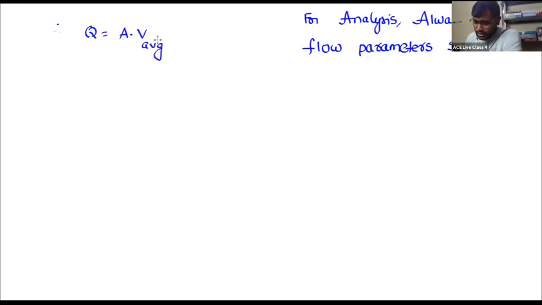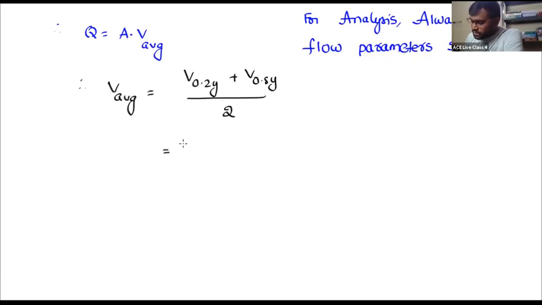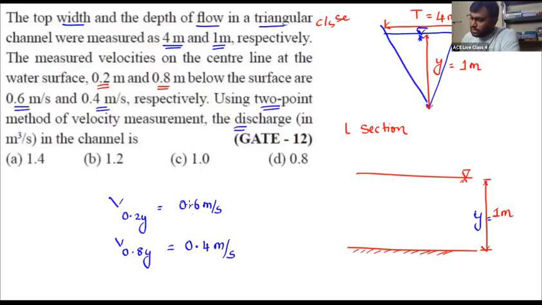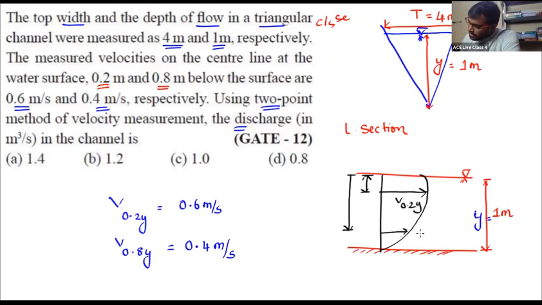Yes, and you know that from the 2-point observation, what is V average? V average is nothing but velocity at point 2y plus velocity at point 8y by 2. What is velocity at point 2y? See, you know the velocity distribution looks like this, and definitely at point 2y the velocity is going to be more compared to point 8y. This is the velocity at point 2y and this is the velocity at point 8y. Which velocity is more?